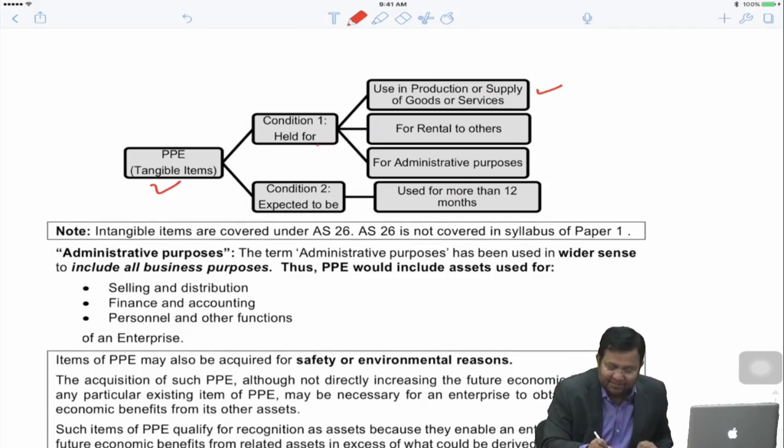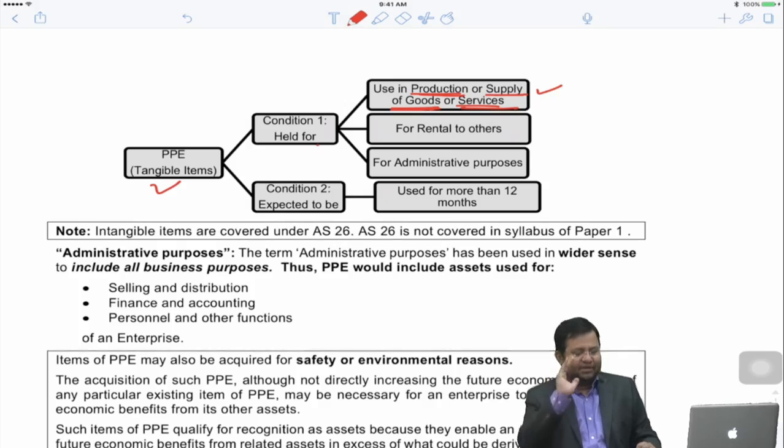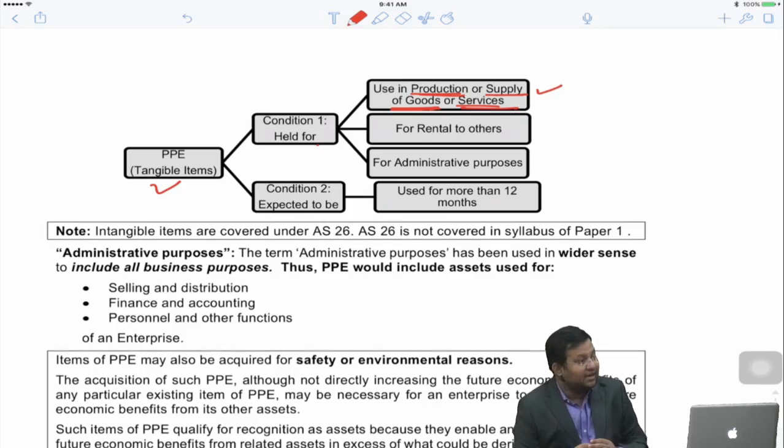Here, children, three types of businesses are covered. Production means a manufacturing entity, supply of goods means a trading entity, supply of services means the service sector. Take an example, classically, after this is covered. Tangible PPE is a tangible item held for use in the production process or use in the supply of goods, held for use in the supply of services, and or it is held for rental to others, giving on rent to others. Or for administrative purposes.